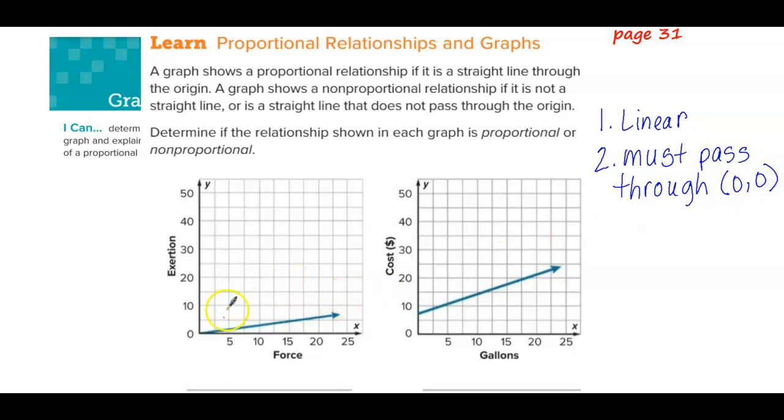This little guy over here, it is a straight line, and it clearly passes through the origin, 0, 0. So this one's proportional. This one over here, he is a straight line, but he doesn't pass through the origin, right? So this one is not proportional, or non-proportional, if you like your really long words. Okay?